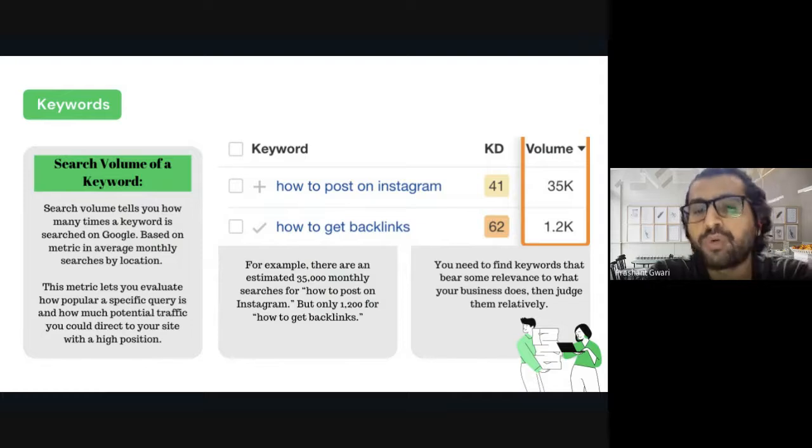So what we used to do in the search engine optimization profession, we used to target those keywords which have the highest number of search volume. A higher volume means higher traffic you can generate on your website. You will find keywords that bear some relevance to what your business does, then judge them relatively. So it's always not about the volume part. It's also about the relevance to your business.